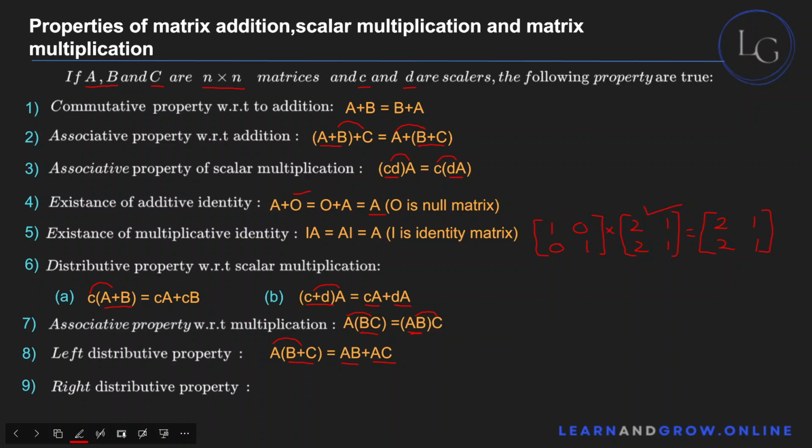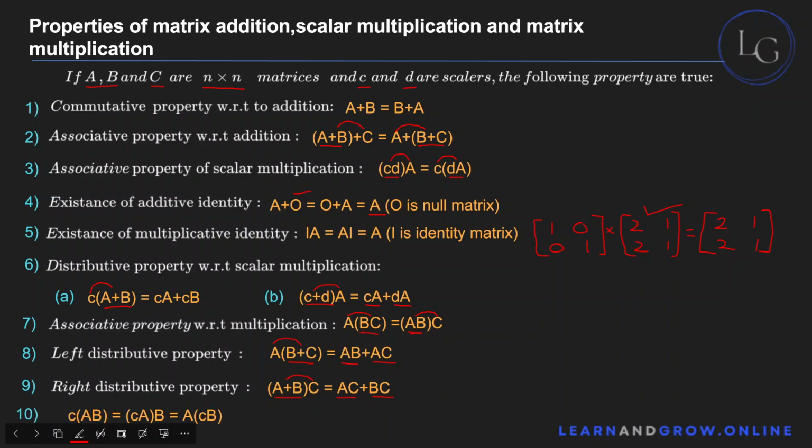And 9, we have the right distributive property. The right distributive property says that if you add up A and B and then you multiply the resulting matrix with C, it will be equal to as if you multiply matrix A and matrix C and then you multiply matrix B and matrix C and then you add them up. Both of these sides will be equal.